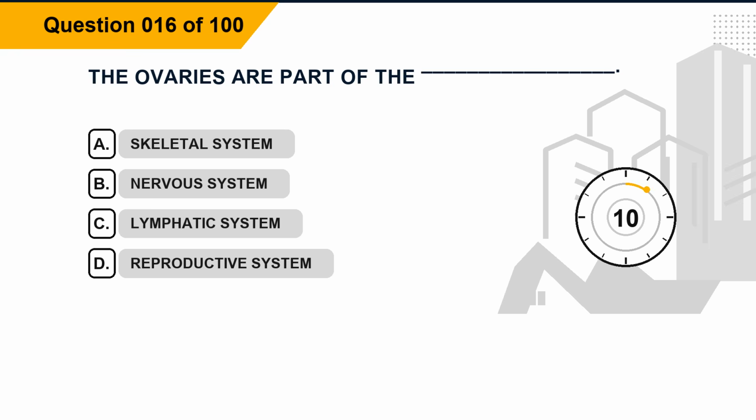Question 16. The ovaries are part of the blank. Option A, skeletal system. Option B, nervous system. Option C, lymphatic system. Option D, reproductive system.